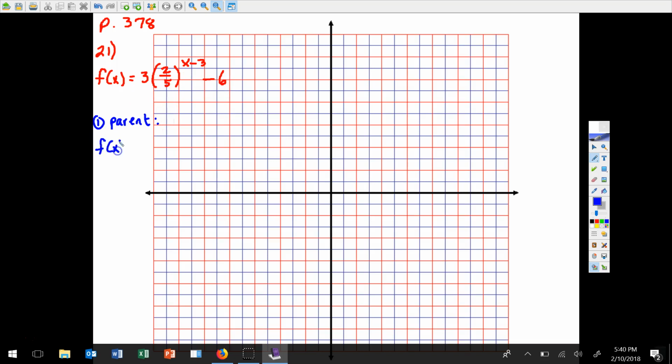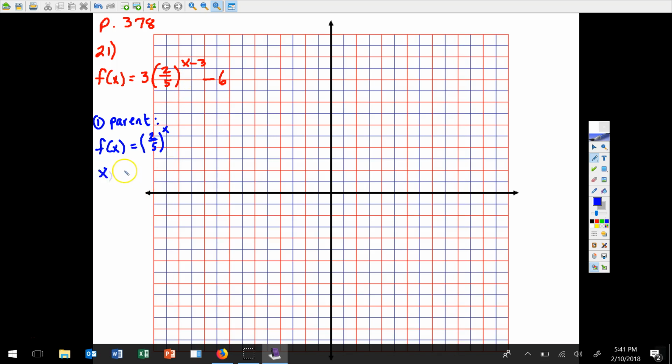And the parent is just that number that we call b if we're looking at the form. In this case, it's the fraction that is sitting directly below the exponent. So it's f of x equals the fraction 2/5, and for the parent it's very simply just raised to the x power. If we want to identify the parent, just block the other numbers out. Don't think about the -3 yet. Don't think about the -6. It's just a very basic function. F of x equals the number below the exponent, which is 2/5, raised to the x power.